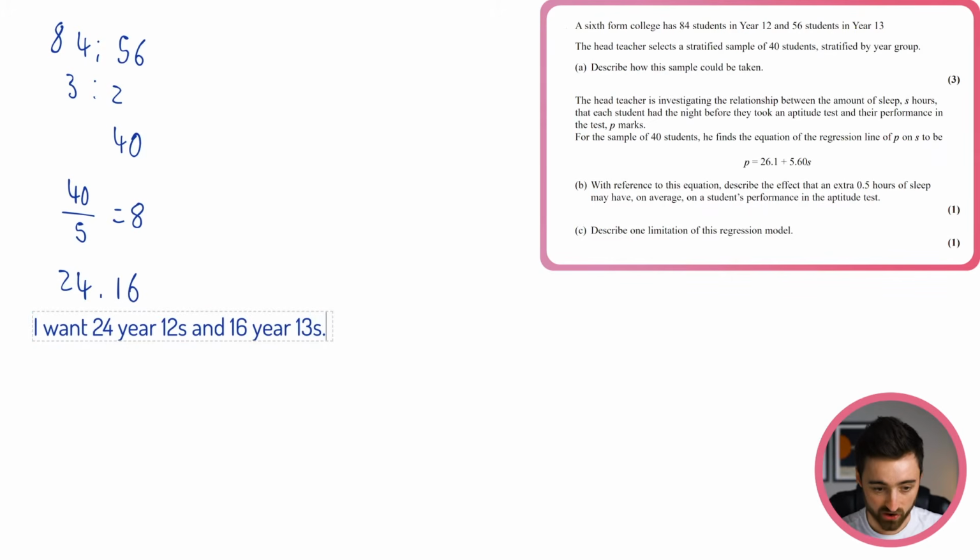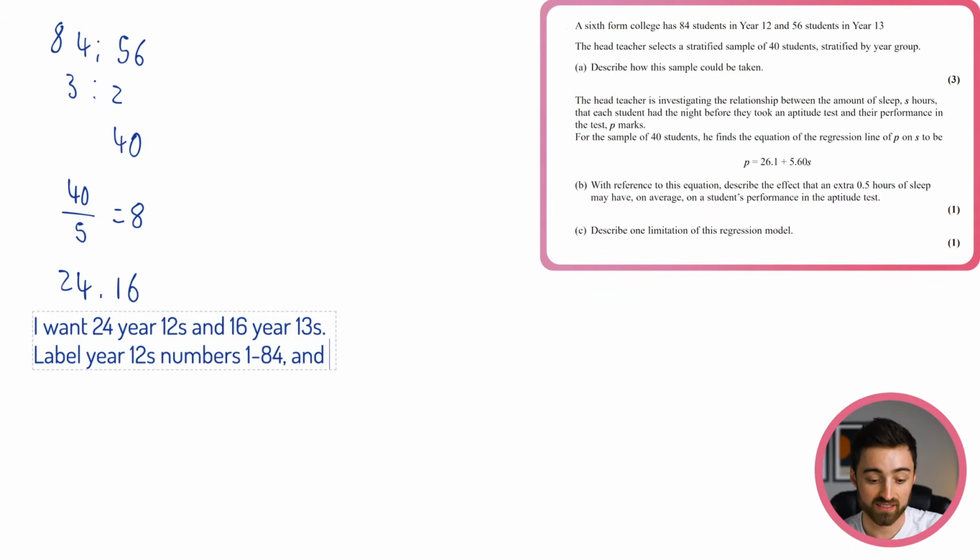You would want this to be random. They like saying using random number generators. Just Google it: random number generator, generate me a number between 1 and 100, whatever. What you could do is assign a number to each of the students. For example, the 84 Year 12s, I could label them, not stick a label on their head, just assign them the numbers 1 to 84, and the Year 13s, 1 to 56.